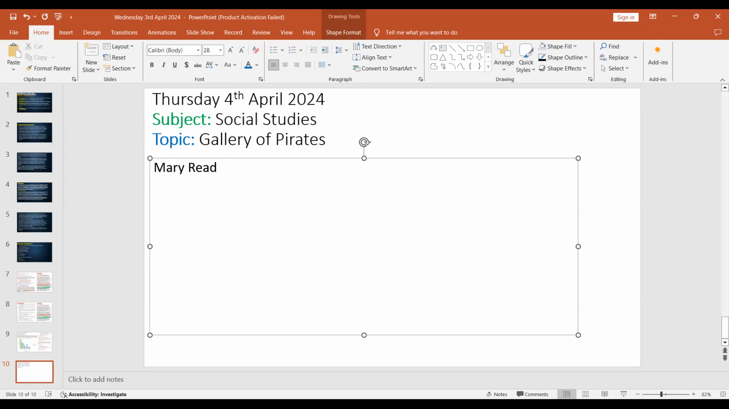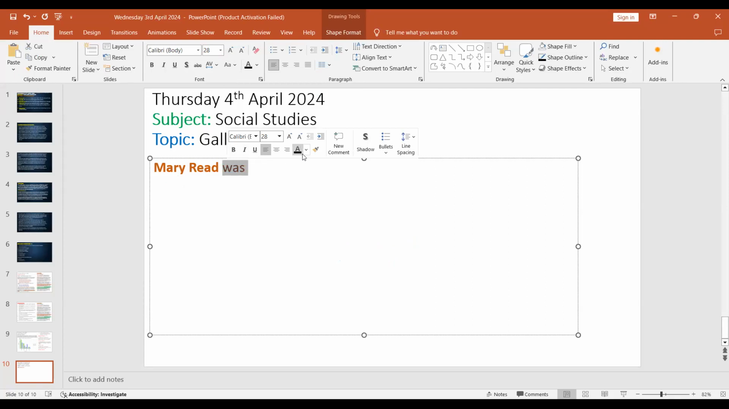She was another famous female pirate. Obviously, we talked about another famous female pirate by the name of who? We talked about her last week. Anne Bonny. Very good. We talked about Anne Bonny. But today we're going to be talking about Mary Read.